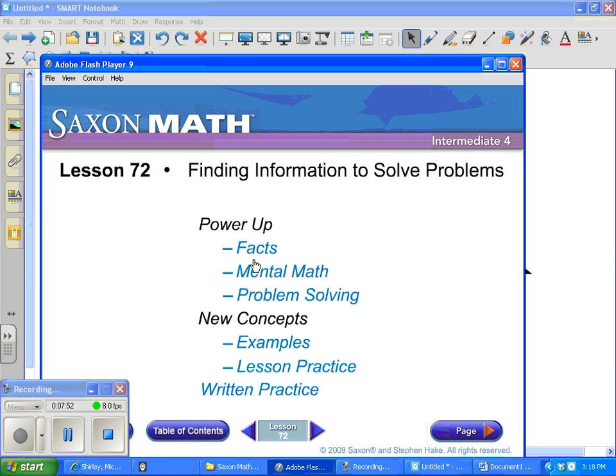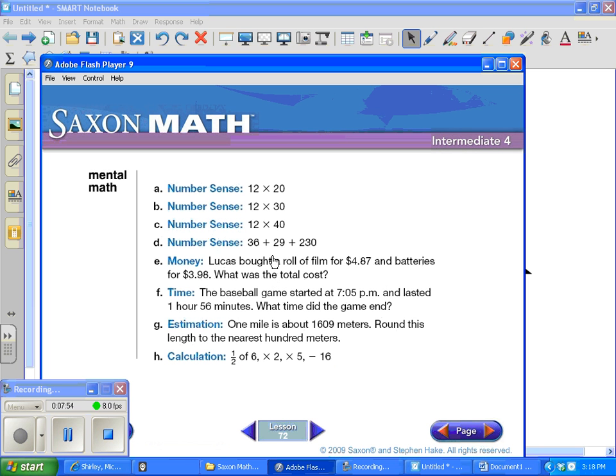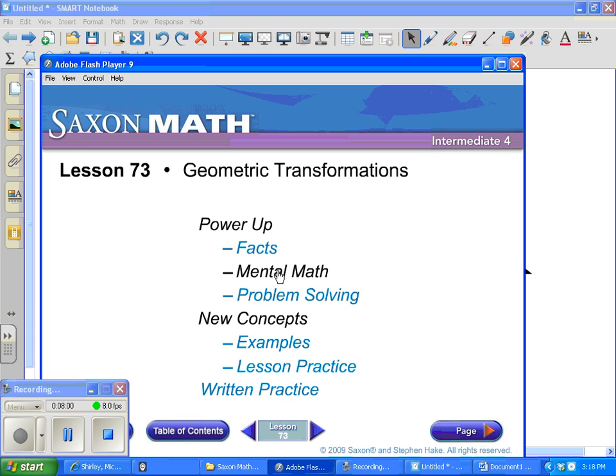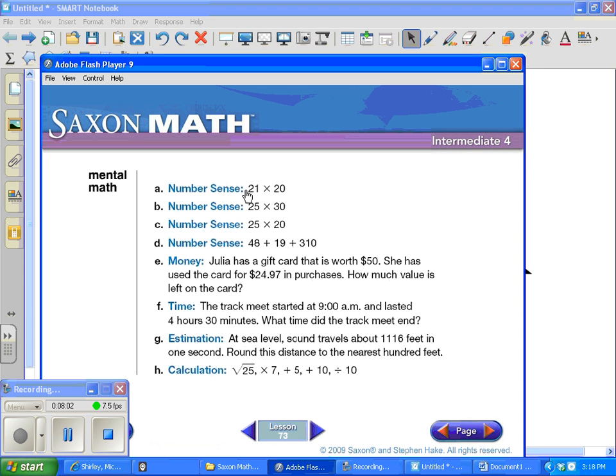We're going to skip the facts today since we had the extra movie, and let's go on to the mental math. 12 times, oops, I'm on the wrong one. I do that all the time. Mental math for 73. 21 times 2, we know that'd be 42 and tack on a 0. Now think 3 times 25, tack on a 0. Think 2 times 25 and tack on a 0. Okay, with this one, think of the 19 as a 20 and go ahead and add that to the 48. Take away 1, add on 10, then add on 300.